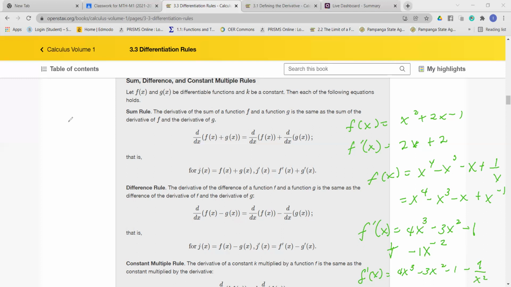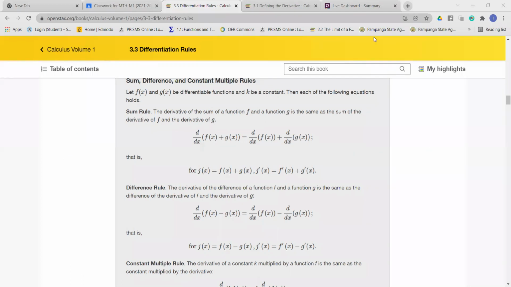Note lang ha, meron kayong x raised to negative m. This is equal to 1 over x to the m. At ang 1 over x raised to negative m, this is equal to x raised to positive m. Please take note of the rules on exponents para hindi ka naliligaw sa mga ganito. Okay. Next.